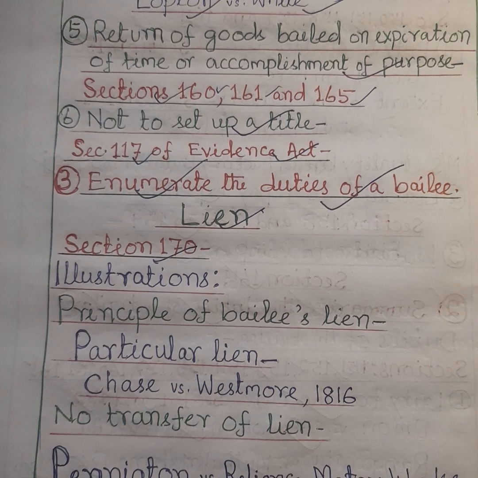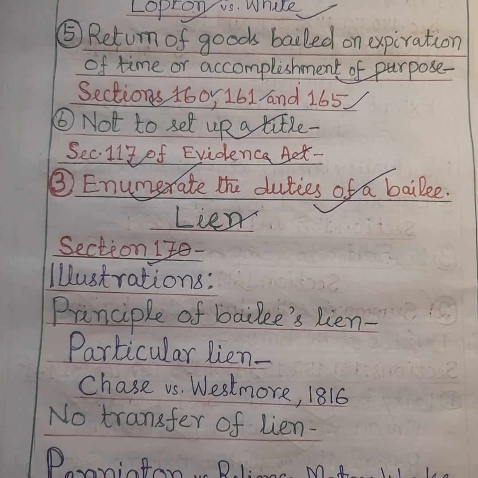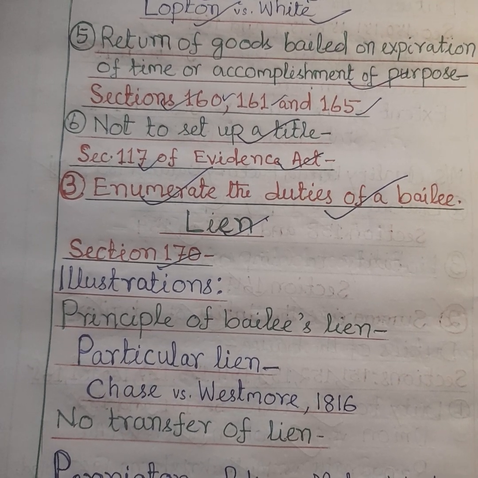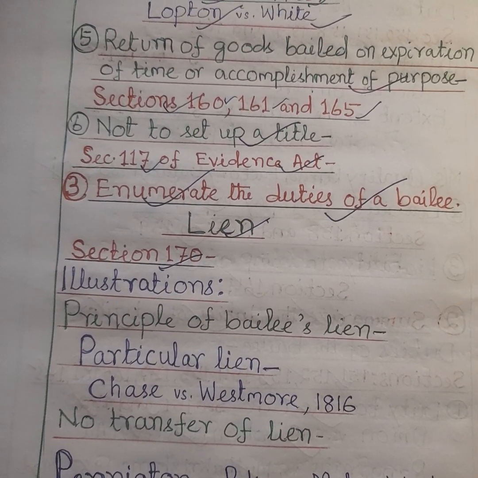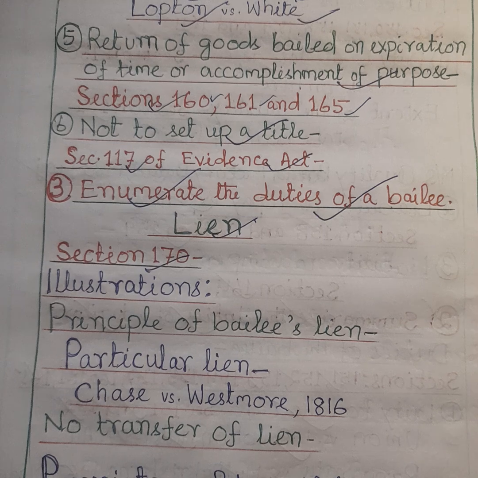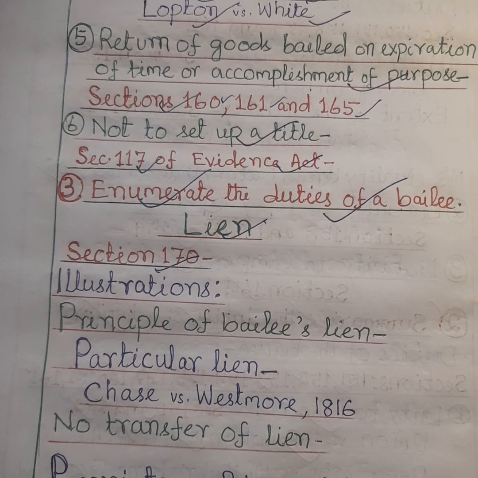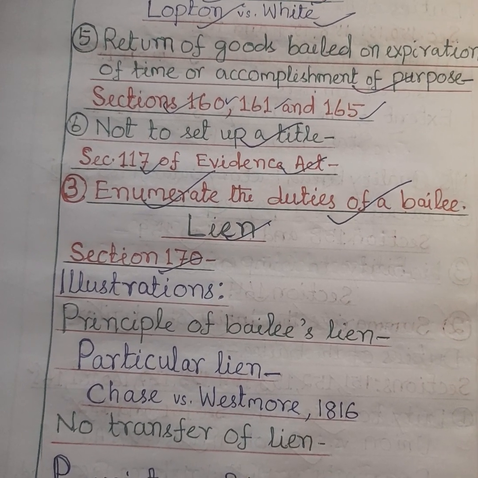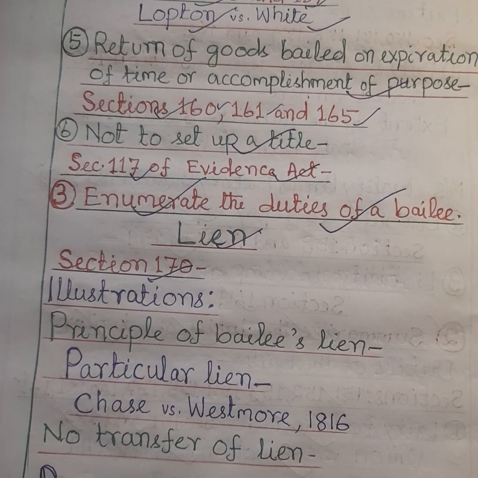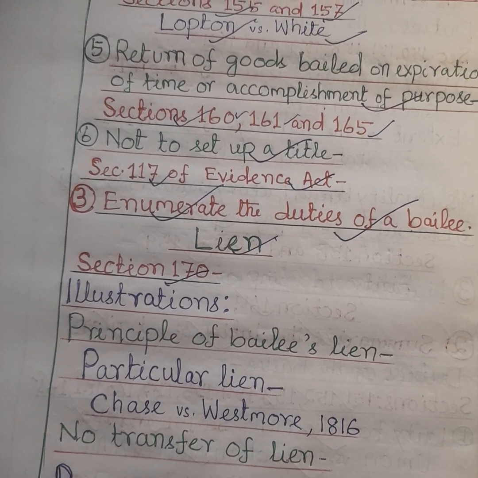As per the provisions of section 170 of the Contract Act, where the bailee has, in accordance with the purpose of the bailment, rendered any service involving the exercise of labor and skill in respect of the goods bailed, he has, in the absence of a contract to the contrary, a right to retain such goods until he receives due remuneration for the services he has rendered in respect of them.